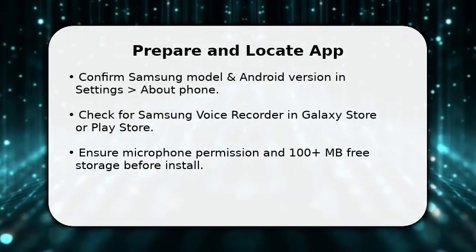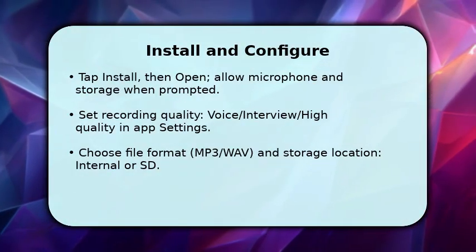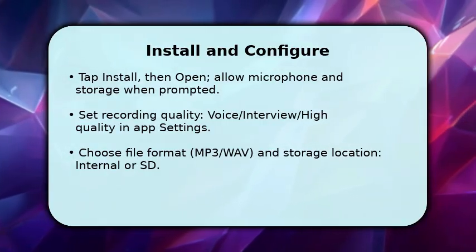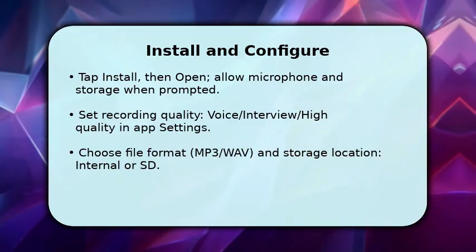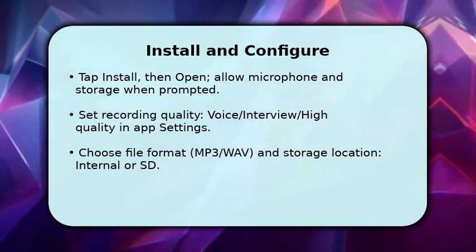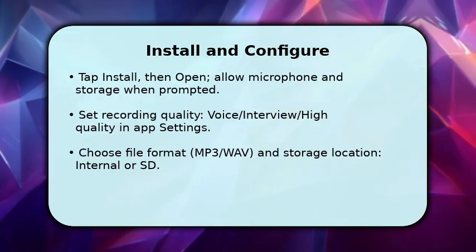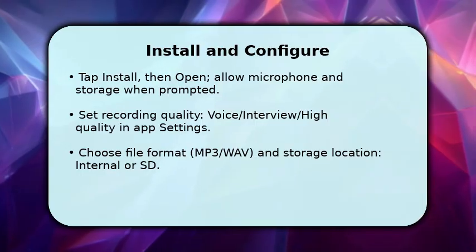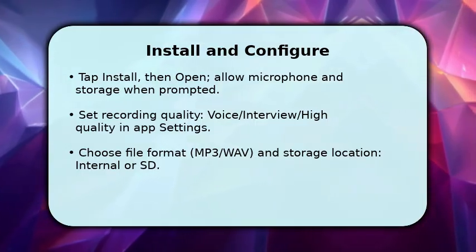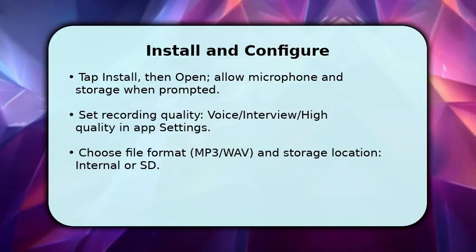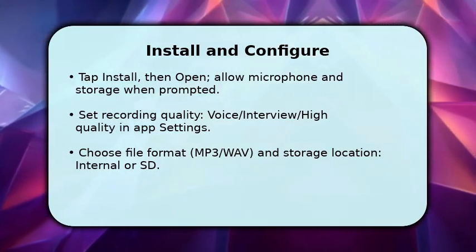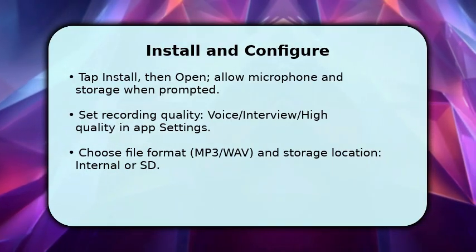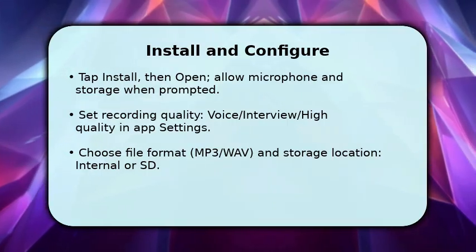You install the app and immediately grant microphone and storage permissions so recordings work. Allow background access if offered. Once installed, open settings inside the recorder and pick a recording profile: voice for talks, interview, or high quality for music, because quality affects file size. Make sure you select MP3 for compatibility or WAV for lossless captures, and choose internal or SD storage. This avoids lost files and gives predictable file sizes when you record longer sessions.